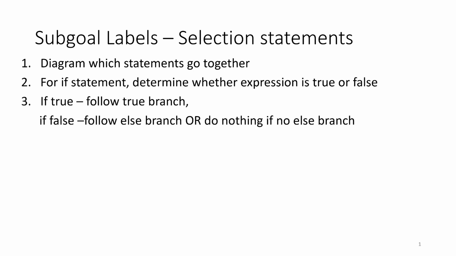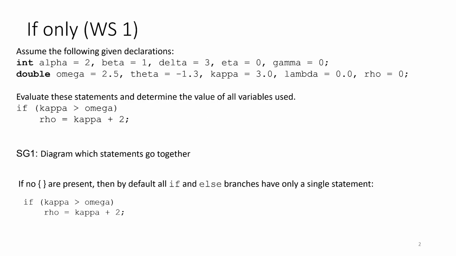Let's look at the worked example. Here we have some declarations of variables, followed by the instructions to evaluate the statements and determine the value of all the variables used. The statements: if kappa is greater than omega, then rho is assigned the value of kappa plus 2.